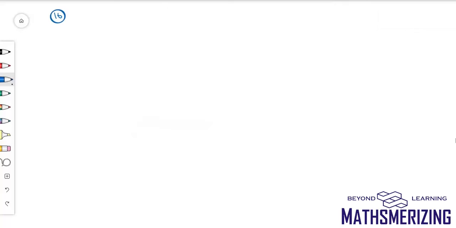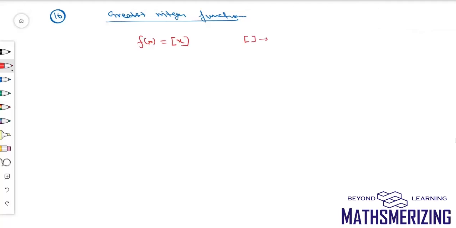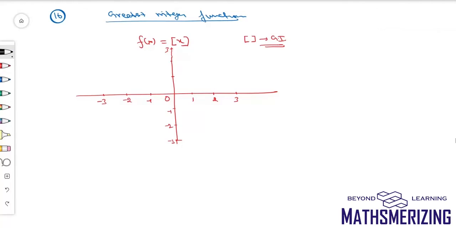Now the 16th graph that we'll study is the graph of the greatest integer function. Now the greatest integer function is represented as f(x) equals this box x, where this box represents the greatest integer. Now in the greatest integer function, what we clearly know is when x lies between 0 and 1, the value of the greatest integer function of x is 0. Now when x lies between 1 and 2, its value is 1. Between 2 and 3, its value is 2.